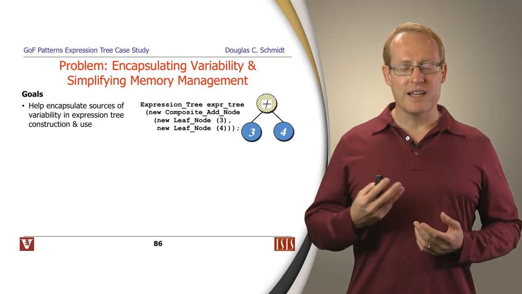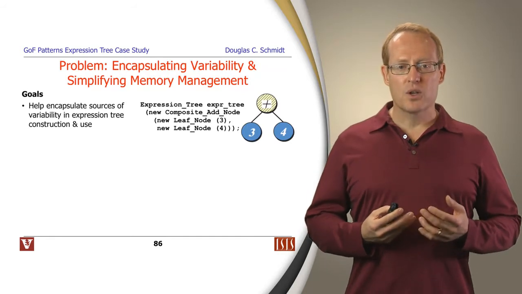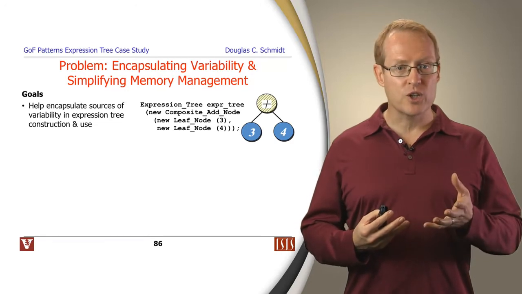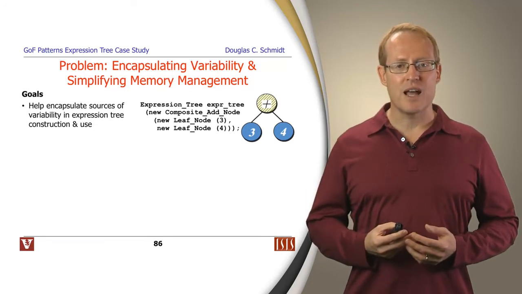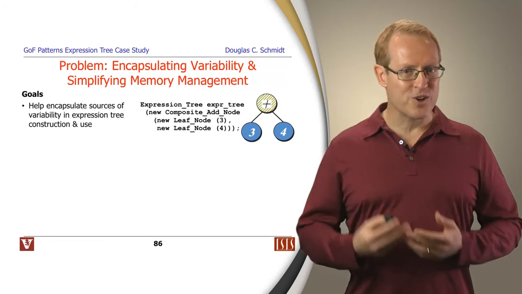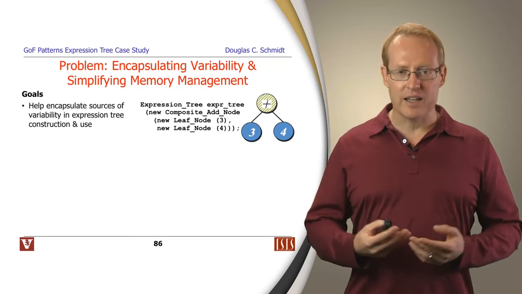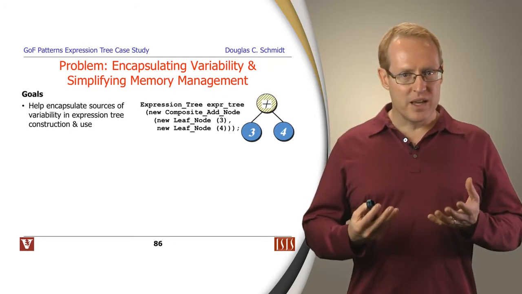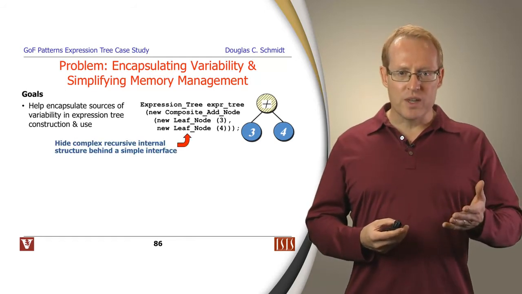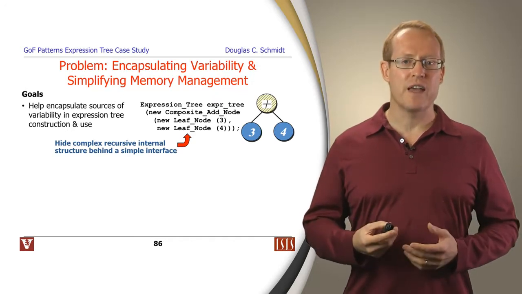This problem deals with encapsulating variability and simplifying memory management. The goal here is to be able to encapsulate sources of variability in our expression tree construction and use. For example, if you look at the slide here, you'll see that we have a composite add node that matches the picture of the tree, and we're going to be able to encapsulate that and all of its dynamic allocation inside of a special object called an expression tree object. We're going to do this to hide the recursive internal structure behind a simpler interface.